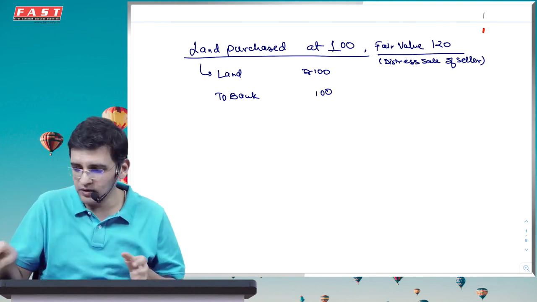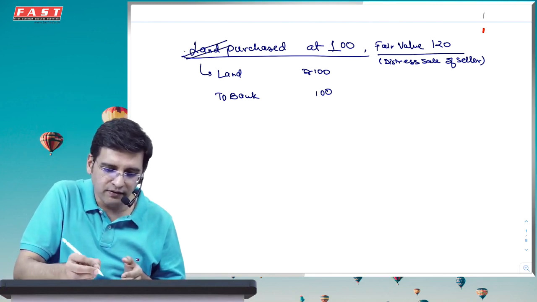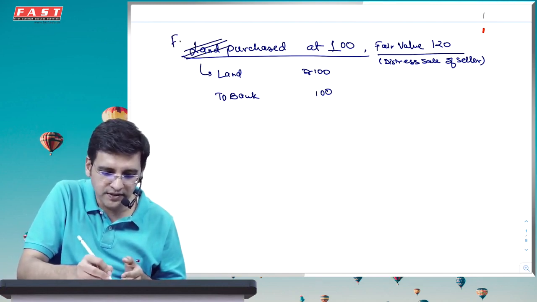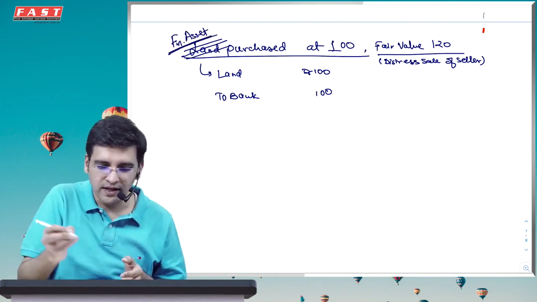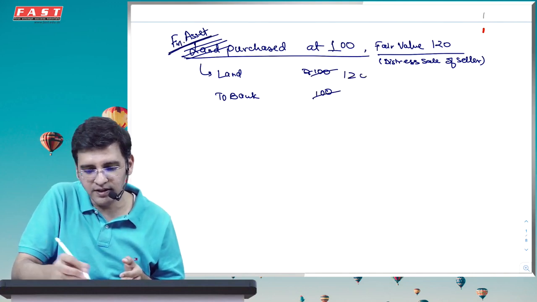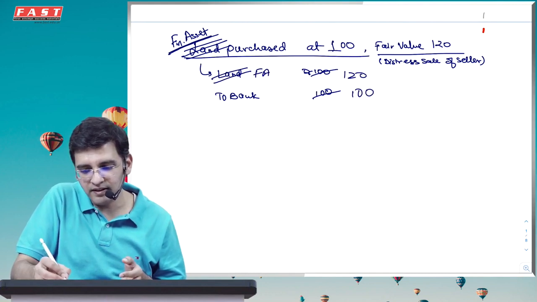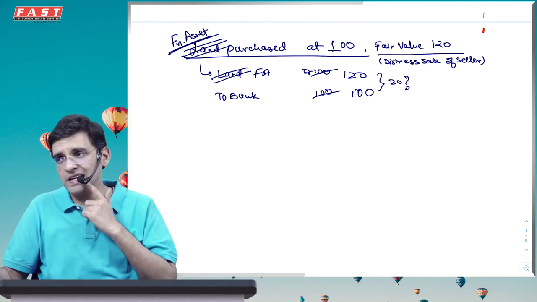Now here, if I talk about the fact that this is actually not, say for example, a land, and I say that instead of a land, I have purchased a financial asset. A financial asset. Then what do I record it at? Ind AS says this financial asset initially will always be recorded at fair value. But I have paid a cost of 100 and the fair value is 20. So what happens to the difference is the first thing which you need to discuss, and what Ind AS says.